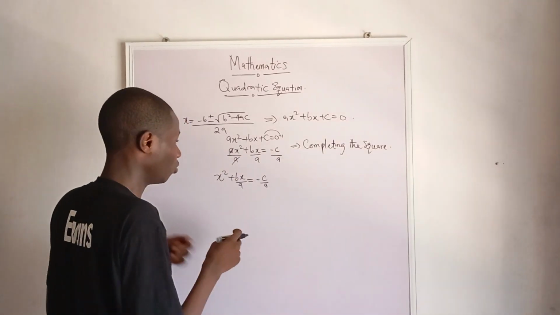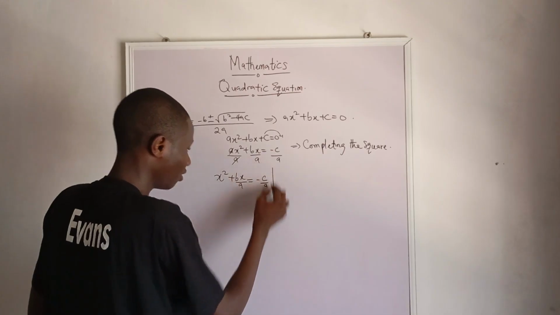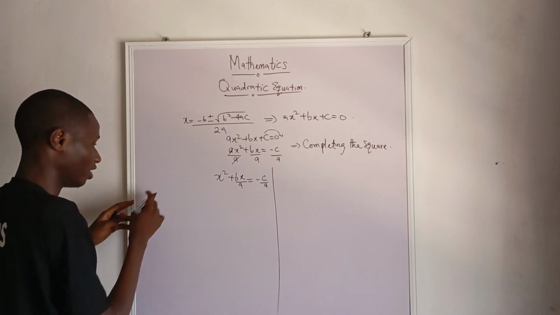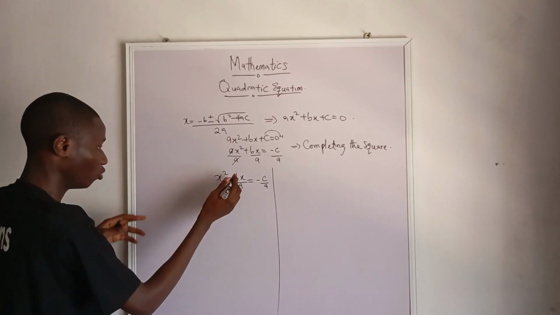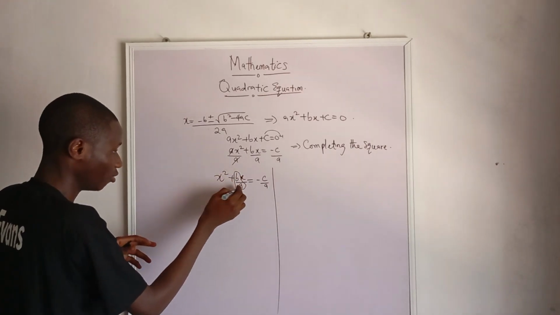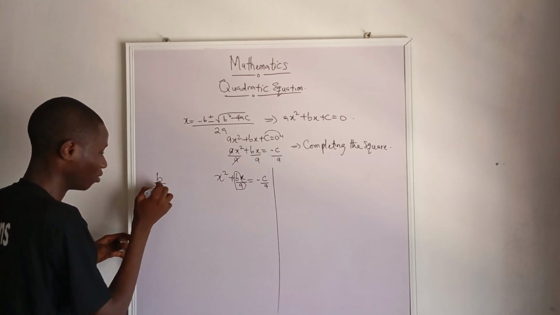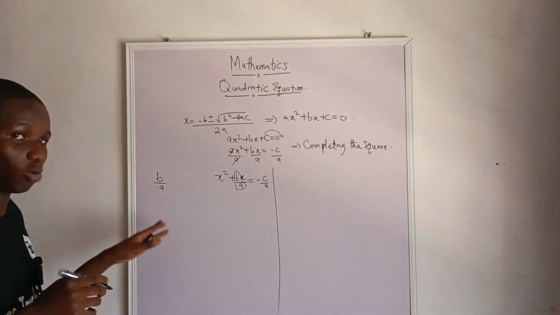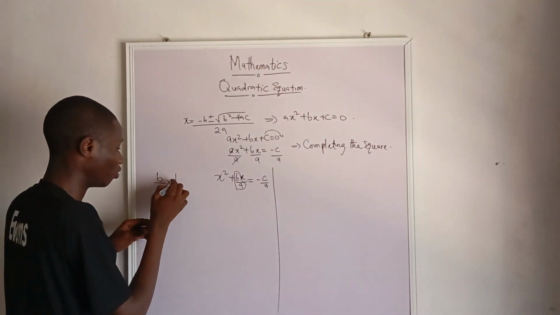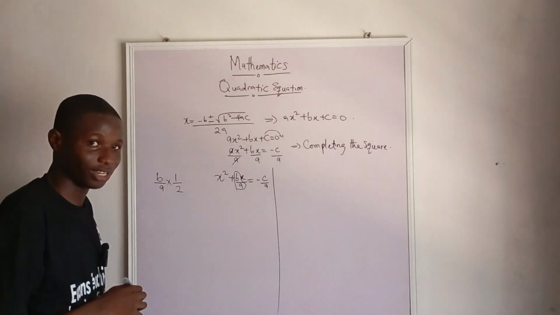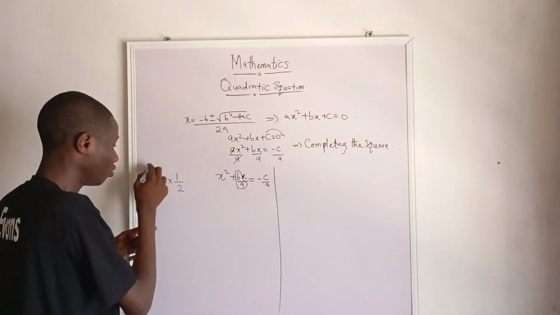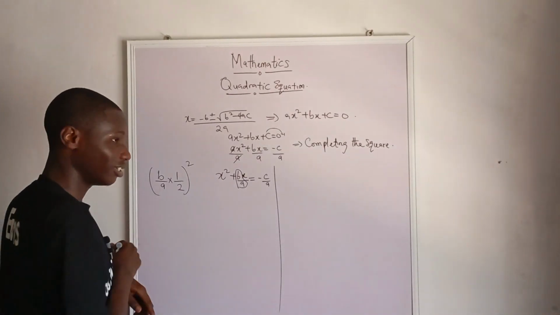The next thing we are now going to do is, let me try to manage this space because of our time. Let me bring my work here. If you look at this x, the coefficient of x is what? b over a. Now, according to the completing the square method, you multiply it by 1 over 2, then you square it. Do you get the picture?